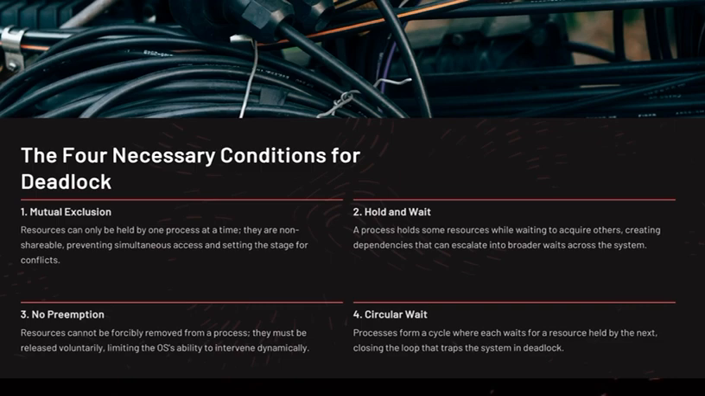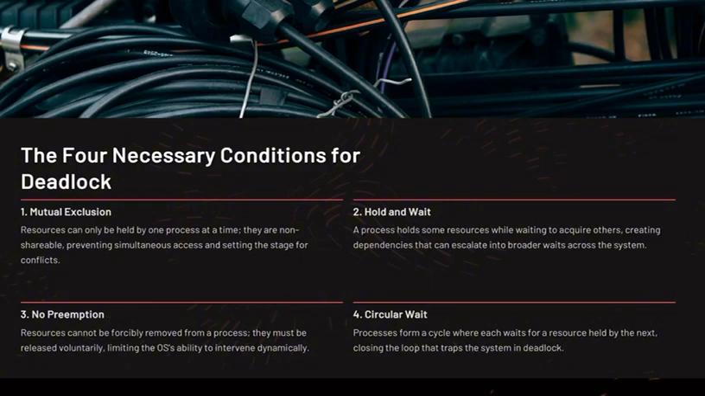Now, second one, hold and wait. A process holds some resources while waiting to acquire others, creating dependence that can escalate into broader waits across the system. Now, third one, no preemption. Resources cannot be forcibly removed from a process. They must be released voluntarily, limiting the OS's ability to intervene dynamically.